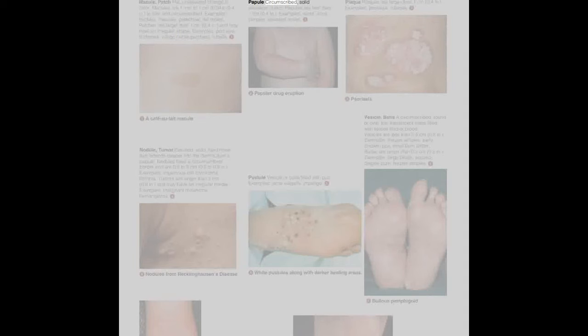Papule: circumscribed, solid elevation of skin. Papules are less than 1 cm (0.4 inches). Examples: warts, acne, pimples, elevated moles.